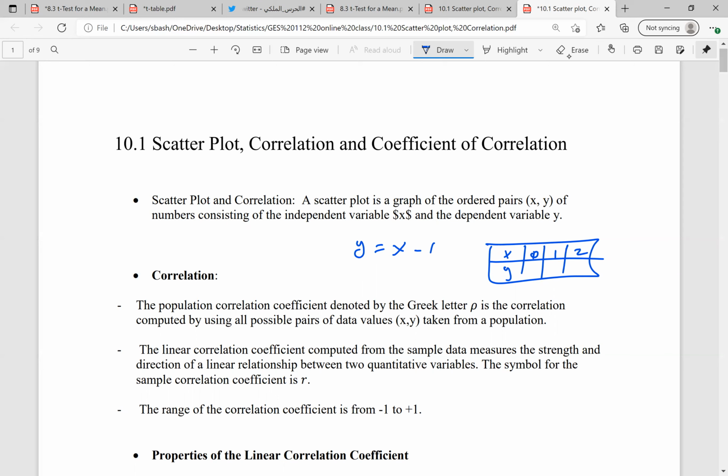I have to substitute x by 0, so it will be minus 1. If I put 1, it will be 0. If it is 2, it will be 1. So we call x the independent variable and y is the dependent, the output of the equation. And these two, x and y, will give me ordered pairs, x, y.